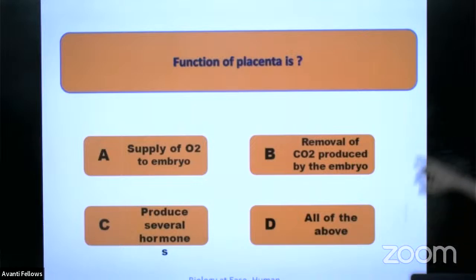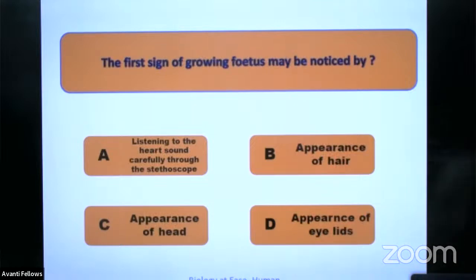Then we will move to the next one, question number 31. The first sign of the growing fetus may be noticed by what? Listening to the heart sound carefully through the stethoscope, or the appearance of hair, head, or eyelids. It's a simple question, because whenever we approach a doctor after detecting pregnancy, normally doctors test the health status of the fetus inside by using the stethoscope and listening to the heart sound. So the correct option is A.